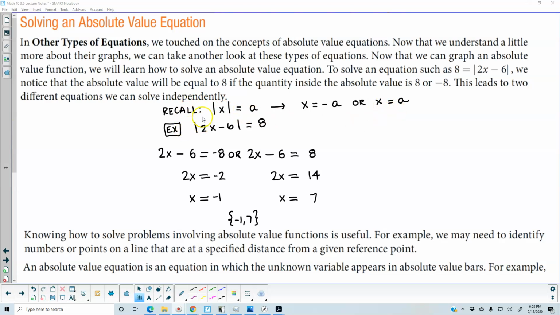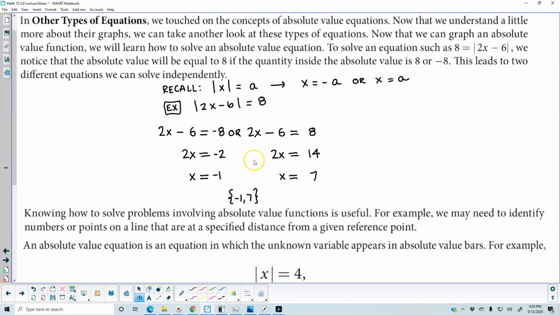So for example, if we had the absolute value of 2x minus 6 equals 8, we can apply the definition. The definition means that you need to remove the absolute value and create two equations, where we have 2x minus 6 equals negative 8, or 2x minus 6 equals positive 8. And then we're going to solve for x on both sides.